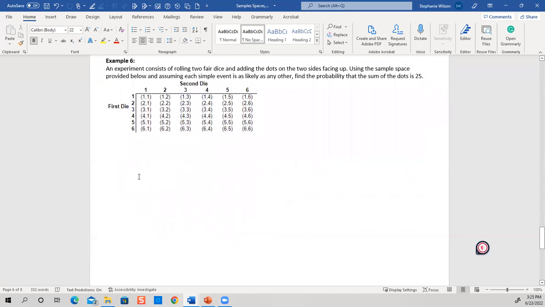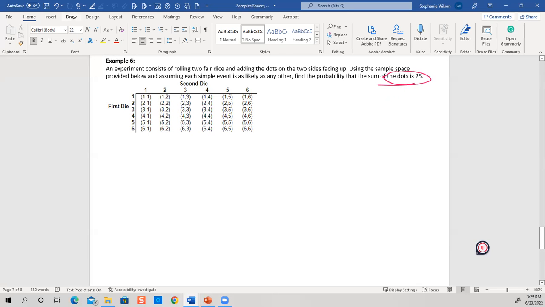Example 6 says an experiment consists of rolling 2 fair dice and adding the dots together. So when you roll the 2 dice, the dots that are facing up, we're going to add together to get a sum. And this one wanted to know: what's the probability that the sum will be 25?